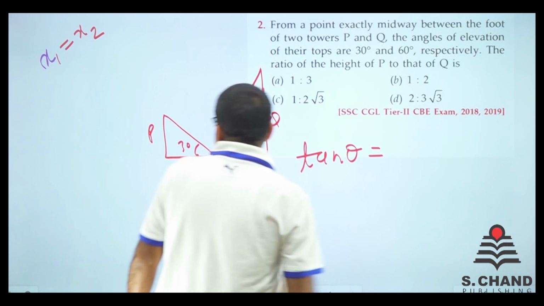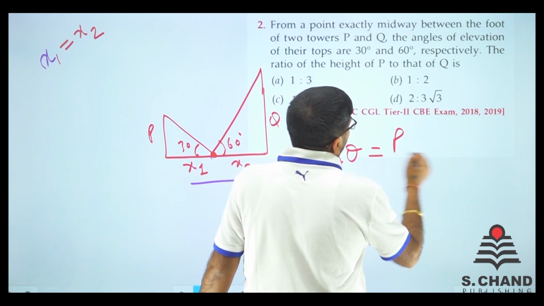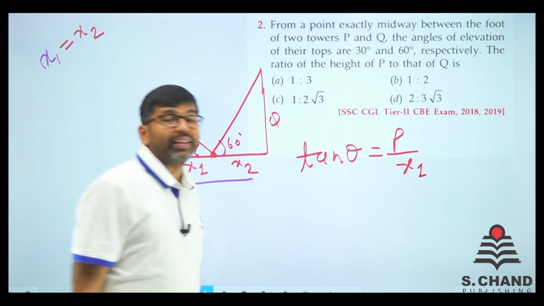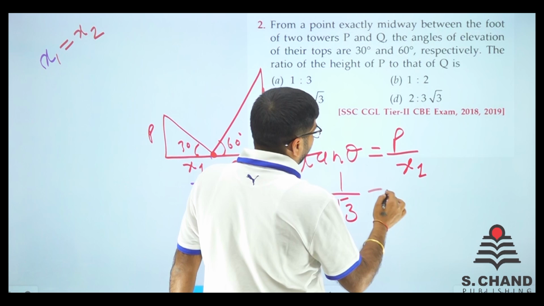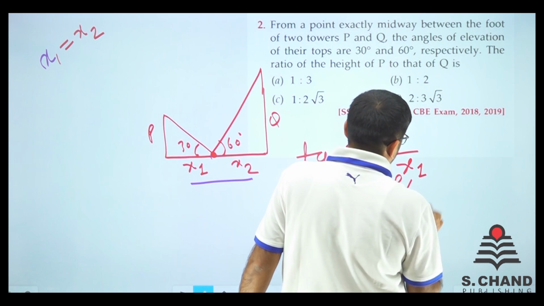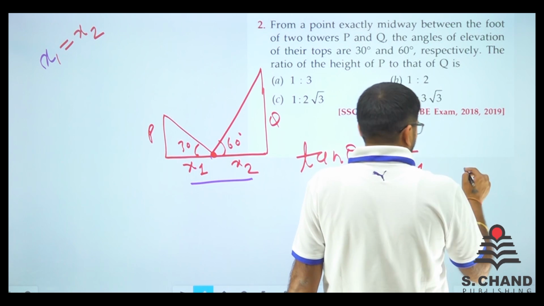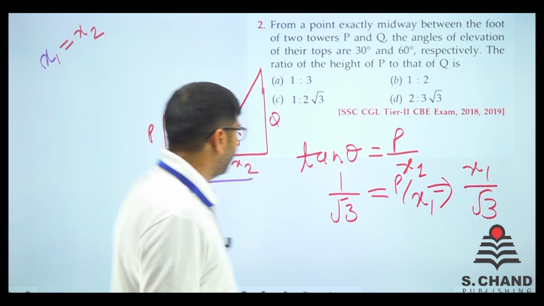Tan theta is equal to P by B, that is P by x1. Tan theta is tan 30 degree, and tan 30 degree is 1 by root 3. So 1 by root 3 is P by x1. That means P is equal to x1 by root 3. That is the first part, P.